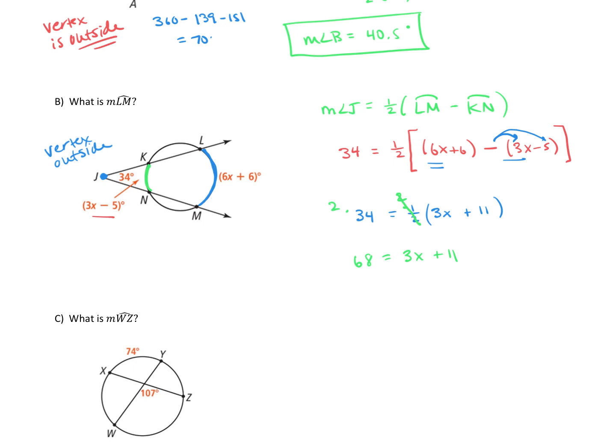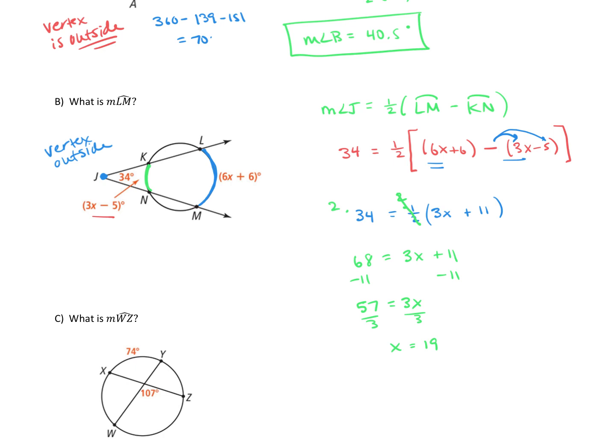Now it's just a two-step equation to get x. We will subtract 11 from both sides. That leaves us with 57 is equal to 3x. And then when you divide both sides by 3, we get x equal to 19. All right, so x equals 19.